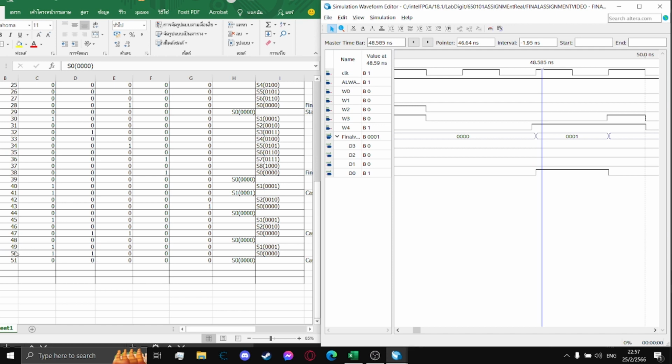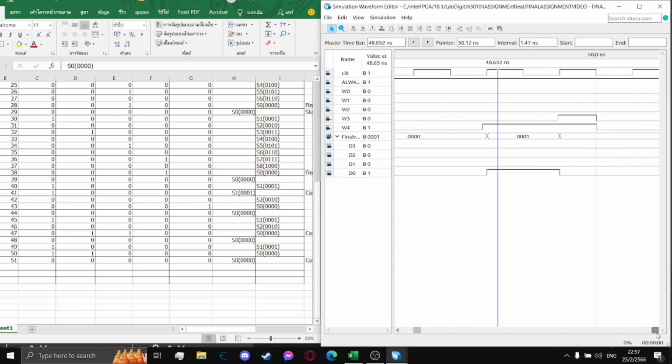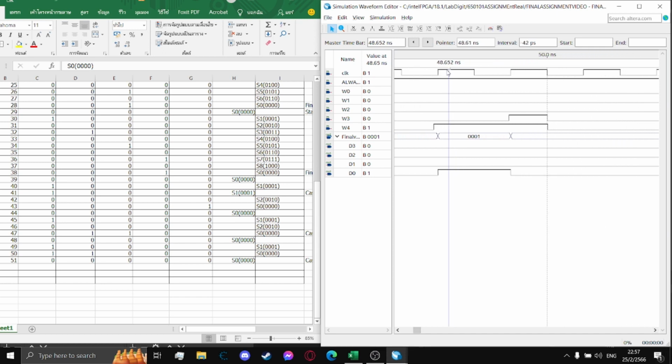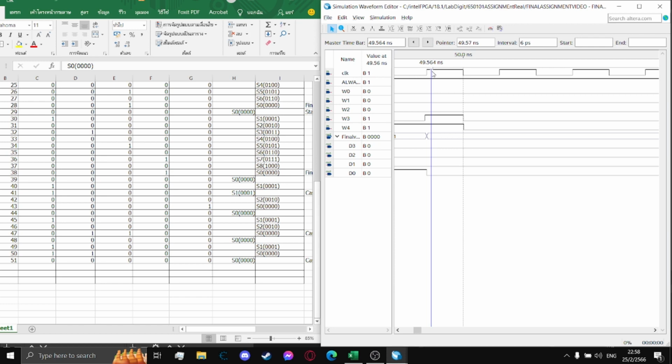Then 49, in clock 49, when you hold the button, the result will stay in the same state, like this. In 49, when I press 0, then they will go to state 1, and I'm still holding the button until I press another button. When I press another button, they will go to 0 immediately, like this.